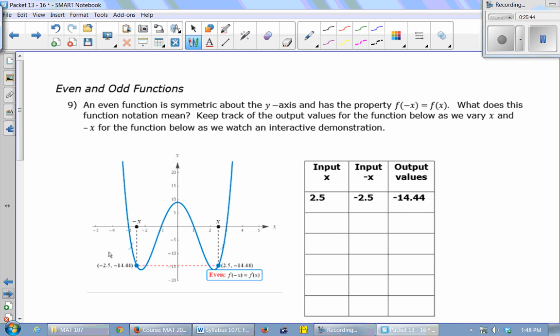So we have one last little topic for today, even and odd functions. We have a special name for functions that are symmetric about the y-axis, which we call even. So if you could take the graph and fold it along the y-axis, if the y-axis acts like a mirror, one half would lay on top of the other, we call any function that has that property an even function.